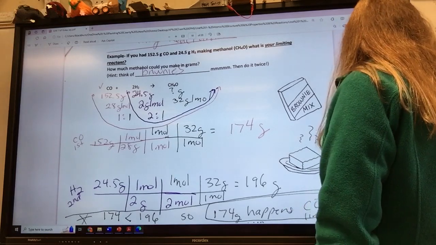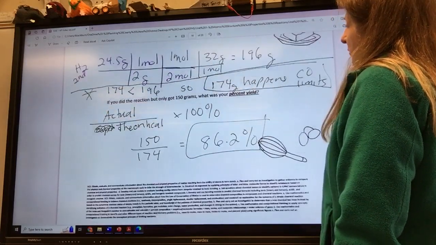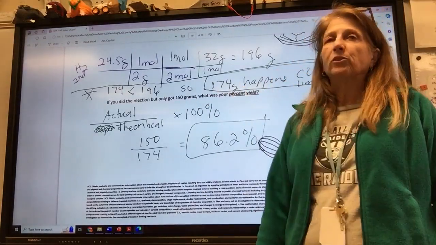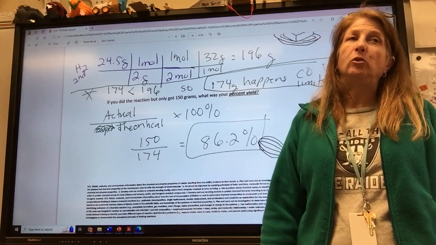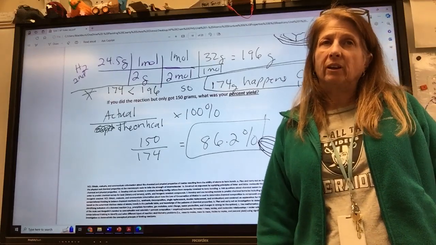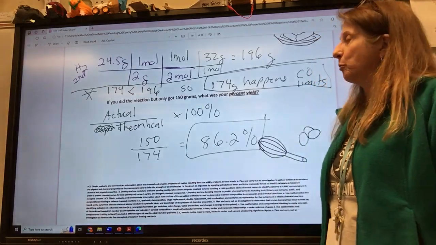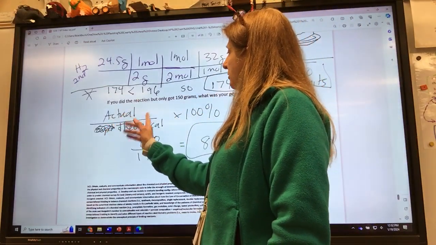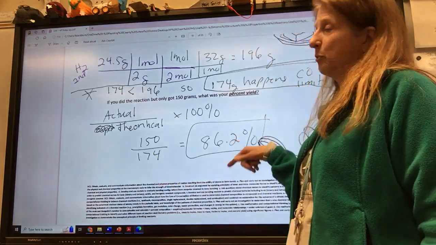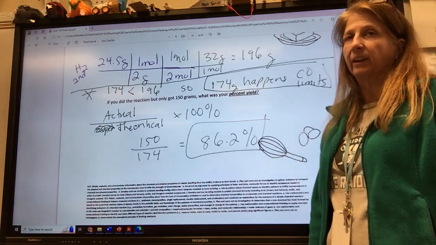Okay. So then this always leads into the next problem, which is, well, what if you do it in lab and you only got 150 grams when you were supposed to get 174? What was your percent yield? So a lot of times in lab, you don't really get as much as you're supposed to get. Maybe you spill a little. Maybe you don't get it all out of the beaker. Maybe it shows that you have too much because you didn't dry it. That happens a lot. So the formula is the actual divided by the theoretical times 100, or what you really got over what you were supposed to get times 100. 150 divided by 174 times 100 is 86.2%.